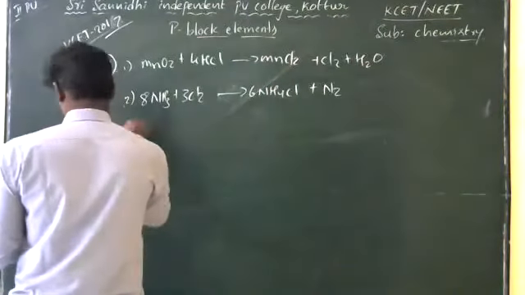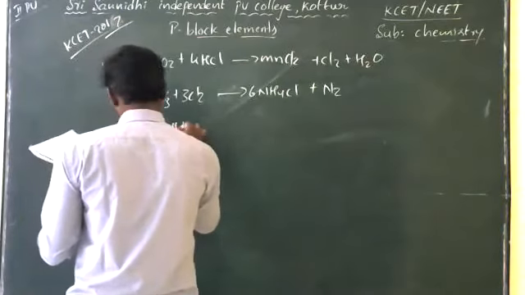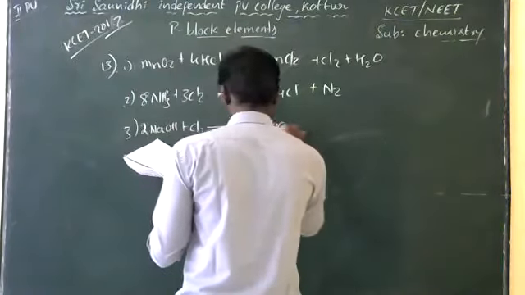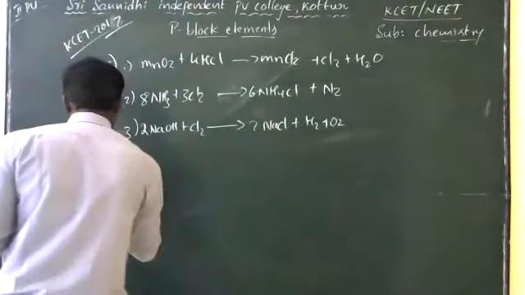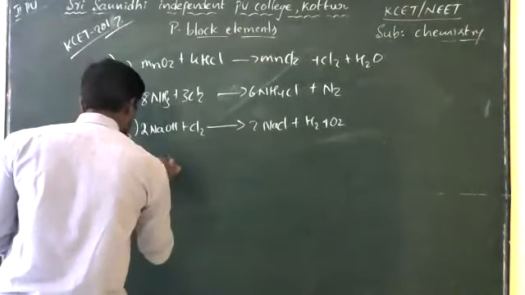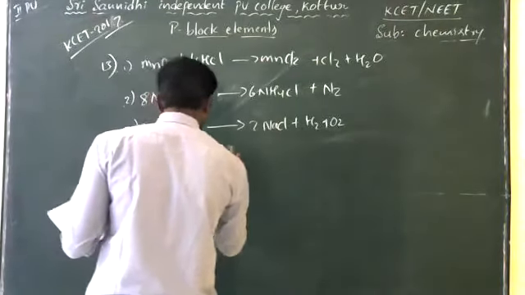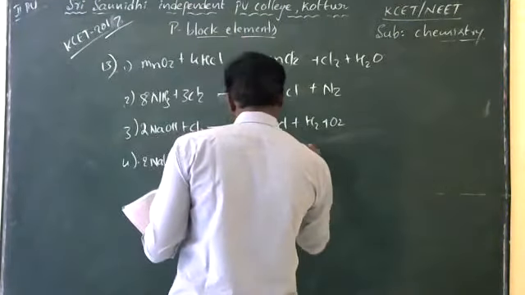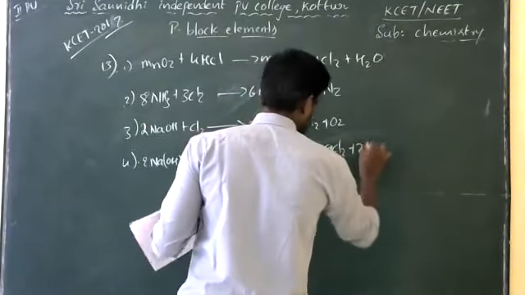So next, 2NaOH plus Cl2 gives rise to 2NaCl plus H2 plus O2. And also the fourth one, 2Ca(OH)2 plus 2Cl2 gives rise to Ca(OCl)2 plus CaCl2 plus 2H2O.